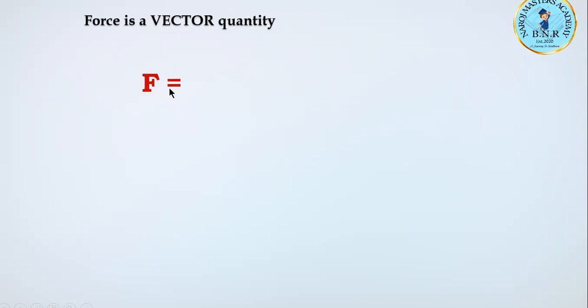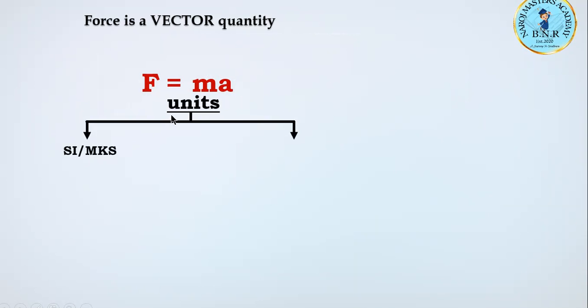According to Newton's second law of motion, F is equal to ma, where m is mass and a is acceleration. For the units of force, we have two systems of units: one is the international system, or MKS, and another is CGS. In the MKS system, mass is in kg and acceleration is in meter per second square.